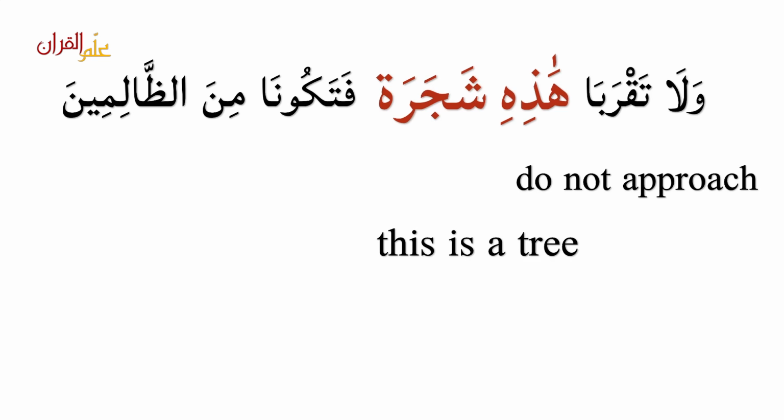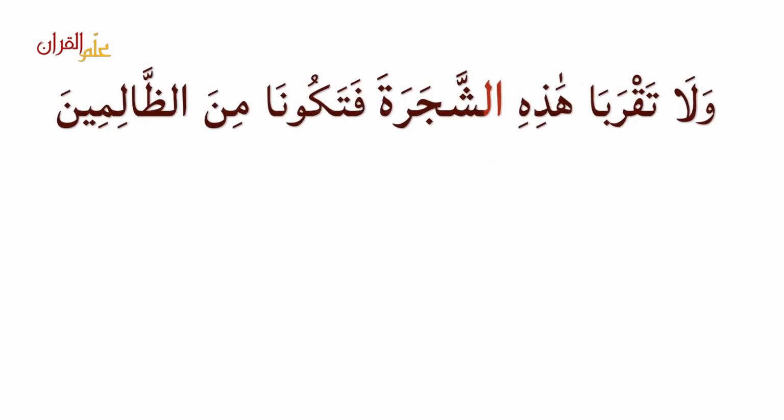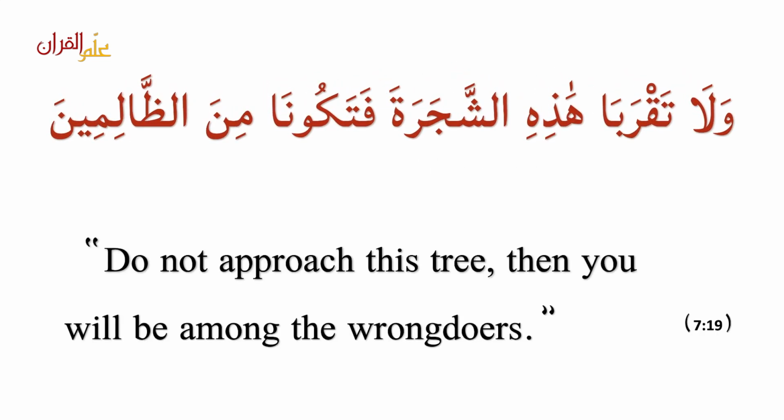But Allah subhanahu wa ta'ala does not mean that. This is the story of Adam and Eve, or Hawa, alayhi salatu wasalam, when Allah subhanahu wa ta'ala said to them, do not approach or do not get close to that tree. So هذه الشجرة means this tree. ولا تقربا هذه الشجرة فتكونا من الظالمين. And do not approach this tree, then you will be among the wrongdoers.